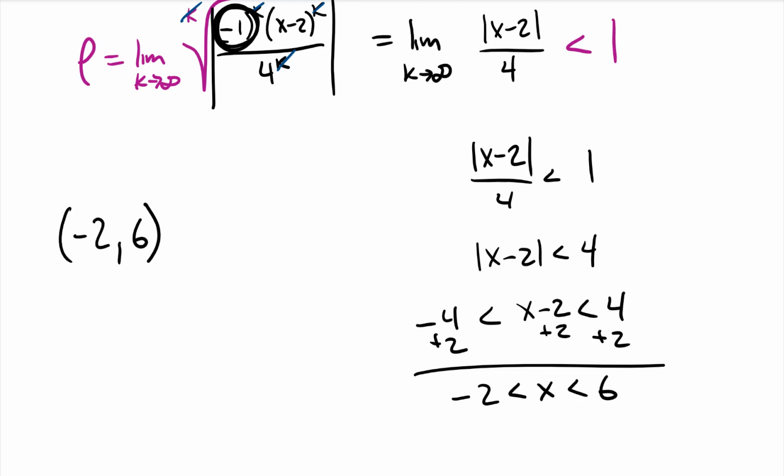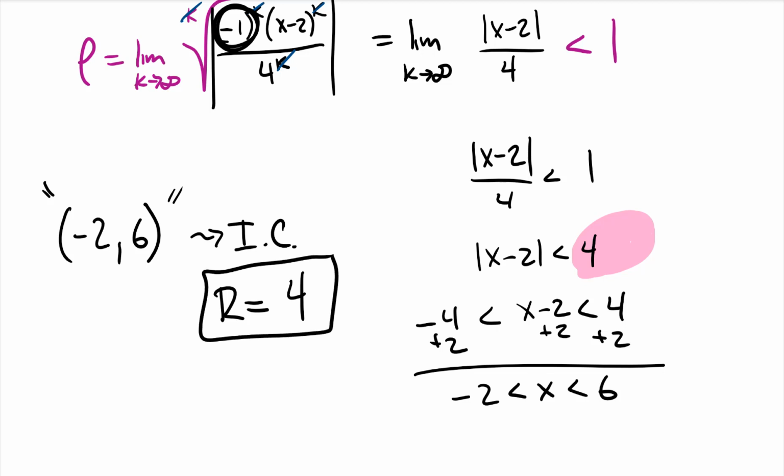But what about the endpoints? Does -2 work? Does 6 work? Because this is only going to give us a less than, but it could be an equal. We're going to have to check it out. So I think this is possibly, maybe, the interval of convergence. Maybe. I'm not sure. But what's the radius of convergence? Can you figure out what big R is? Can you figure out how far away it needs to be from x minus 2 to still work? It's 4. It's just 4. That I don't have to check.